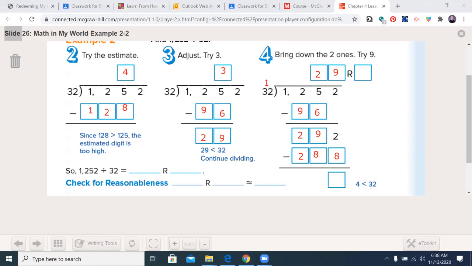I subtract, I got a 4. Is 4 less than 32? Yep. So our answer is 29, remainder 4. And how did that compare to our original answer? That was at that point 40. It's at a stretch, but it's not crazy difference here.